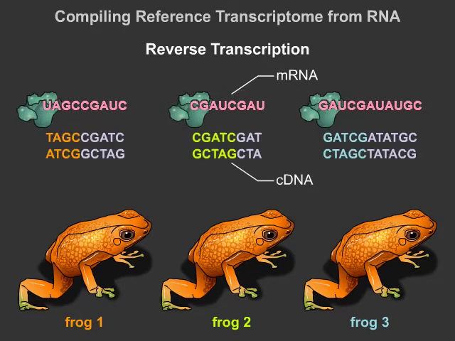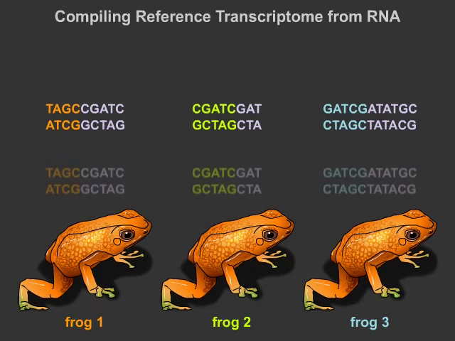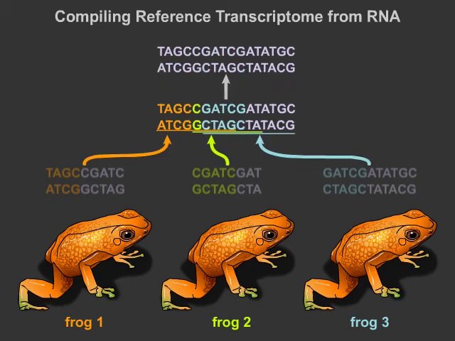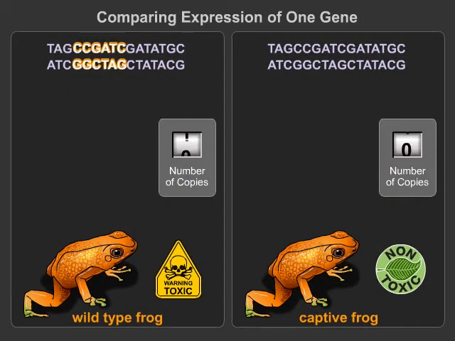RNA is reverse transcribed into cDNA, and the cDNA fragments from individual frogs are compiled into one long reference transcriptome. The reference transcriptome is compiled from samples from both toxic and non-toxic frogs to ensure that genes that might not be expressed in one population are accounted for in the transcriptome. Once this transcriptome has been created, the cDNA sequences from each frog are compared to the transcriptome.